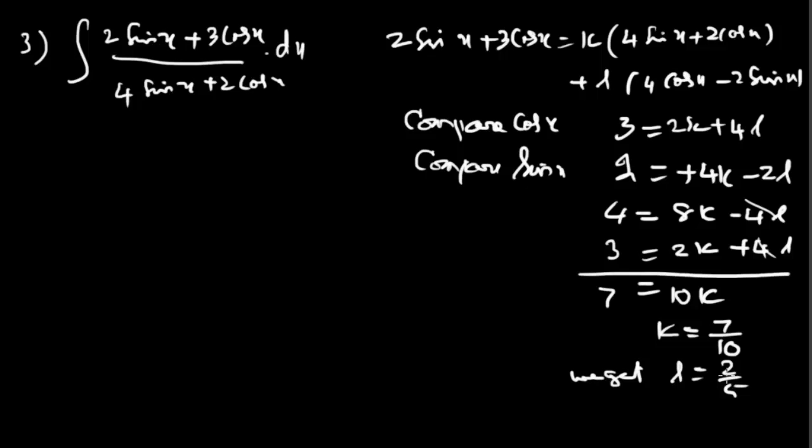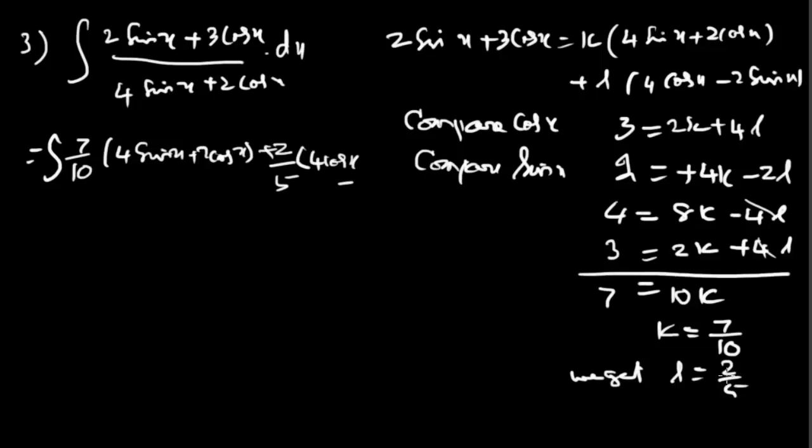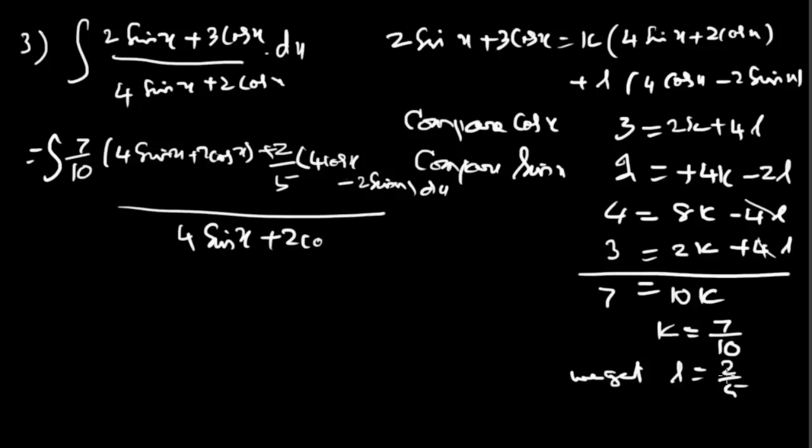Now come to the problem. The numerator, we are writing 2 sin x plus 3 cos x, you can write as k, 7 by 10, into the numerator as it is, 4 sin x plus 2 cos x, and then l is 2 by 5 into the differentiation of the denominator, that is 4 cos x minus 2 sin x, into dx, whole divided by 4 sin x plus 2 cos x.